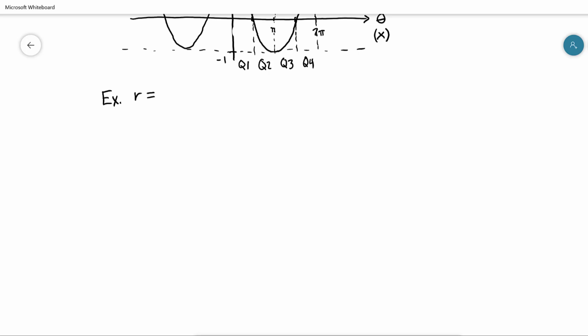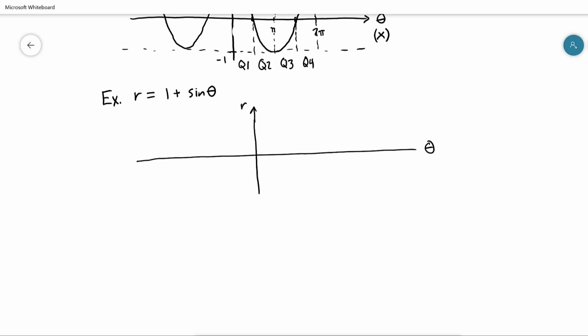r equals something relatively simple, 1 plus the sine of theta. So I'm going to actually start with my r-theta graph. I'm going to start with the one that we did second last time. So here's going to be my theta axis, and here is my r axis.